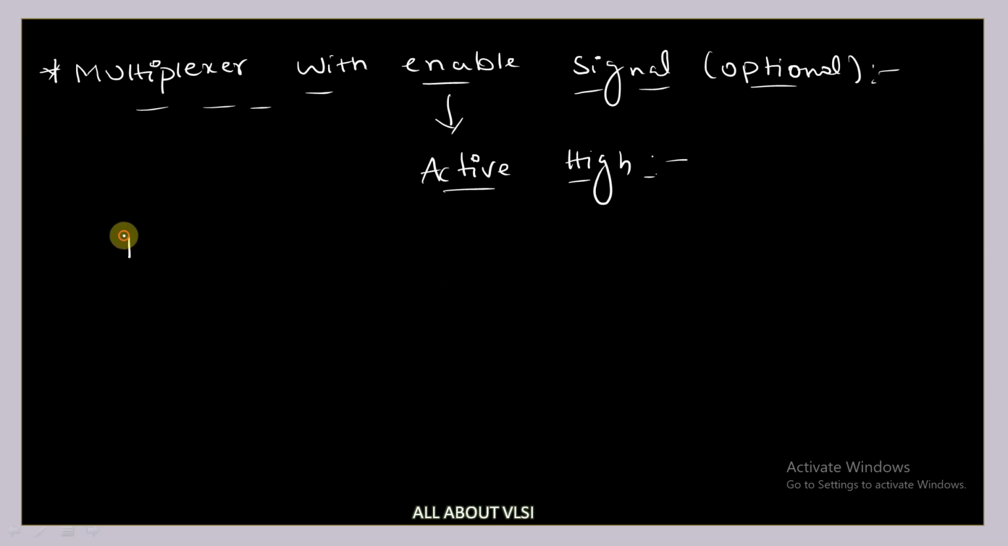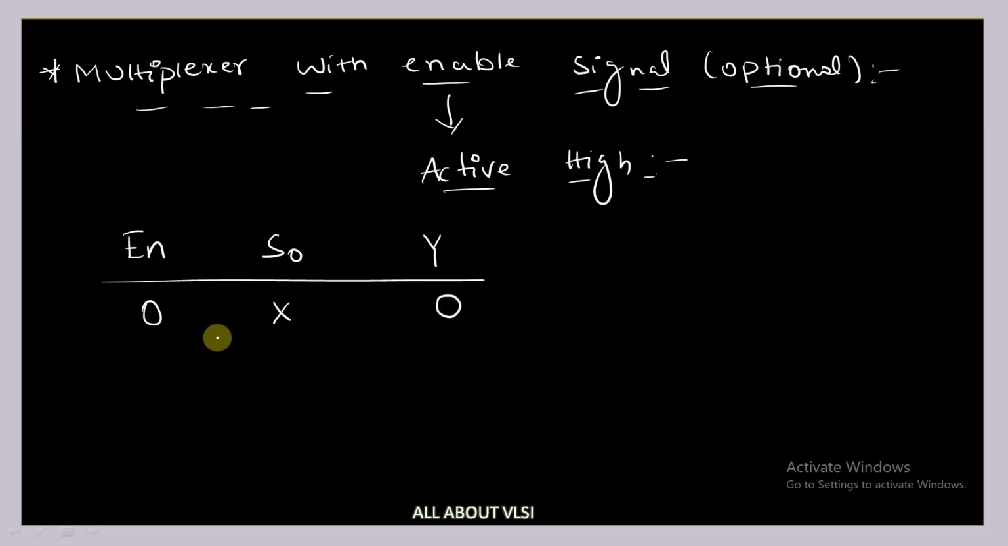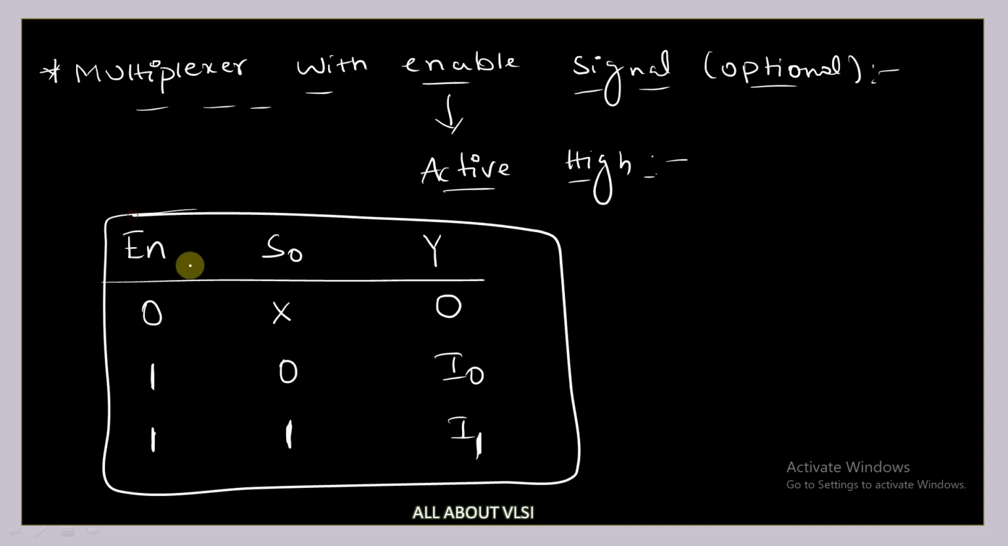For example, enable, and this is your select line S0, and this is your output Y. Okay, so if enable is equal to 0, whatever may be the value of S0, your output will be don't care, or your output will be equal to 0. Okay, and if your enable is equal to 1, if your select line is equal to 0, the first pin I0 will be selected, and if your enable is equal to 1 and S0 is equal to 1, then your Y will be equal to I1. Okay, so using this enable pin, we can draw this truth table like this.